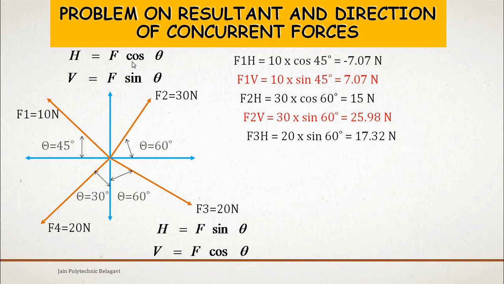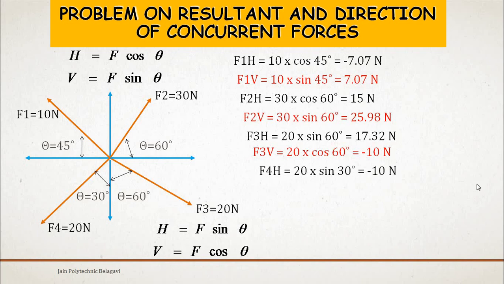Now you can see the change. It was F cos theta, now the horizontal component is F sin theta. Why? Because the horizontal component here, it was the adjacent side, but in this triangle it is the opposite side, so it is sin theta. So 20 into sin 60, 17.32 Newton. Coming to the vertical component of force 3, 20 into cos 30, it is minus 10. Why minus 10? Because it is acting in the downward direction.